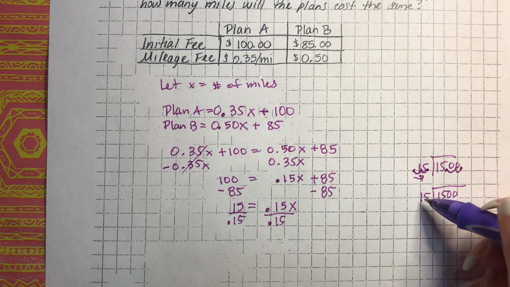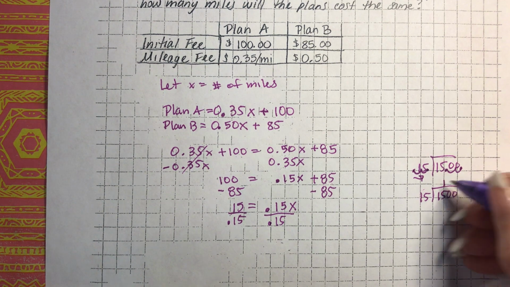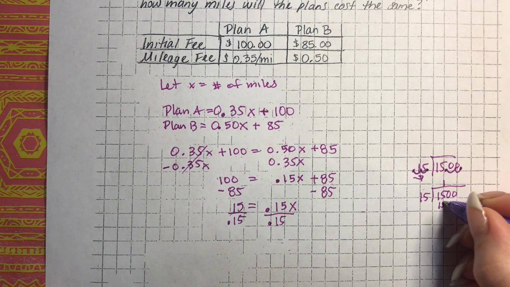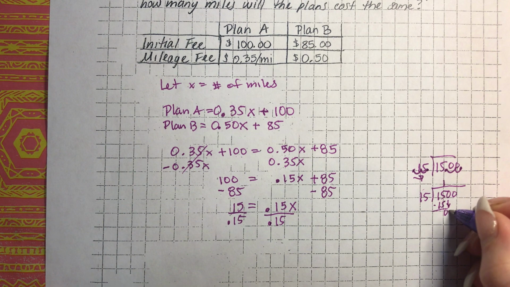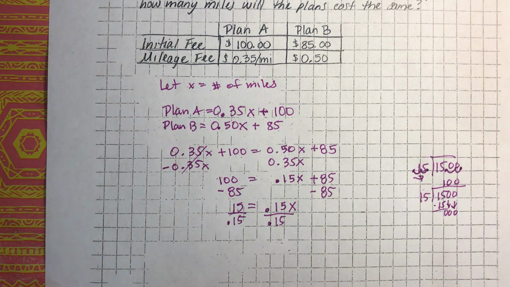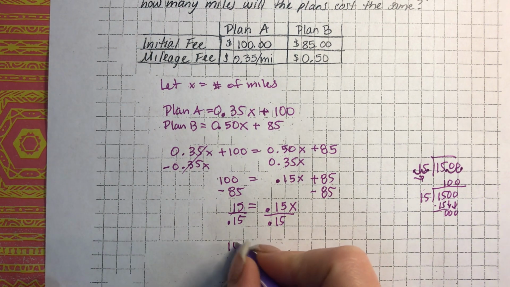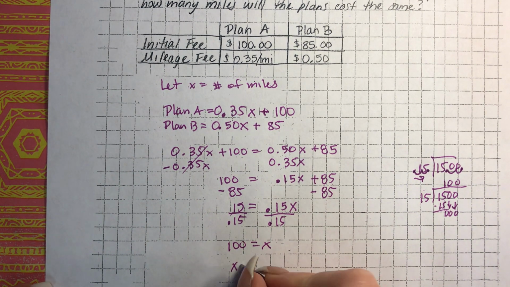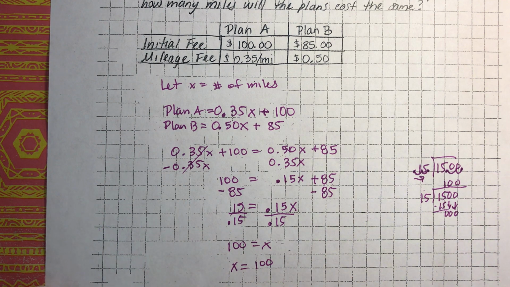So 1500 divided by 15, okay, so that's what it is now. Does 15 go into 1? No. But does 15 go into 15? Yes. 1 time. 1 times 15 is there. And then you drop this 0. It doesn't go in there. You drop the other 0. It doesn't go in there. Boom, 100. So it's 100 equals x, or x equals 100 miles.